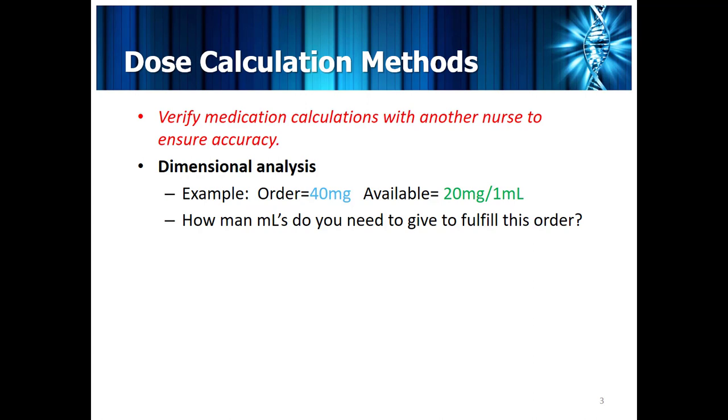With dimensional analysis, I'm going to give you a simple example first. So we have an order for 40 milligrams. What you have available is 20 milligrams per 1 mL. How many milliliters do you need to give to fulfill this order?